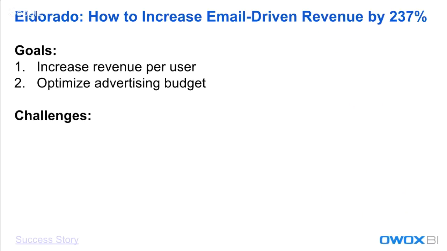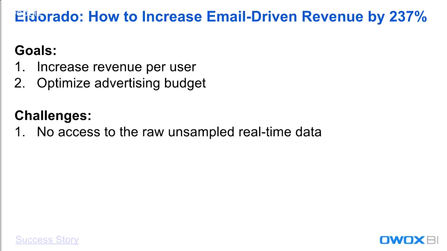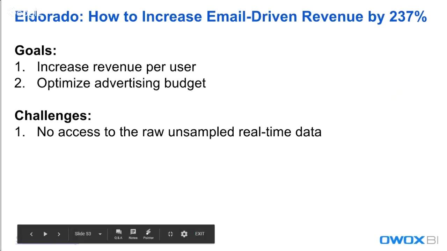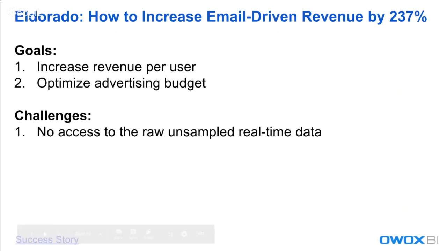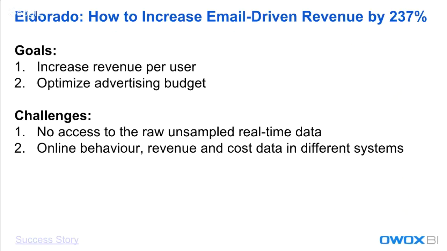And the challenges that we faced were we didn't have access to raw, unsampled, and real-time data unless Eldorado upgraded to Google Analytics 360, and we didn't have the possibility to combine online behavior, revenue, and cost data from different systems.